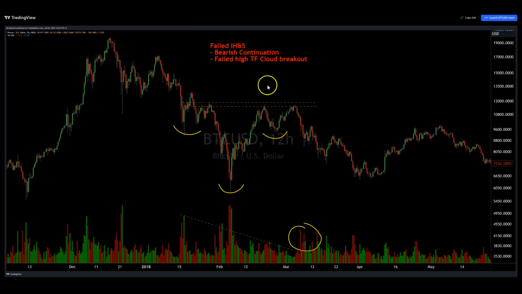But this looked pretty good. Looked pretty good on the cloud as well. That failed. It looked like this was going to be a bullish Kumo breakout, and we failed at the neckline. And we broke the right shoulder on volume, right? That's a no-go. Then you know you're done, and that chart pattern is invalidated.